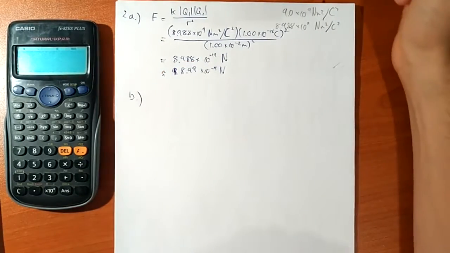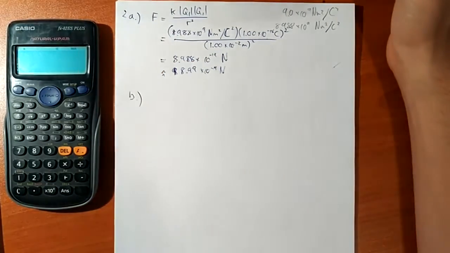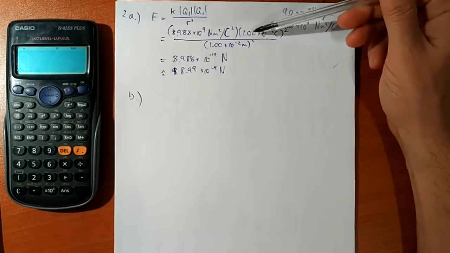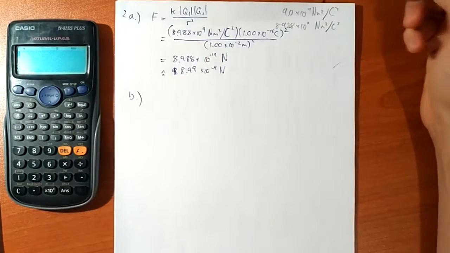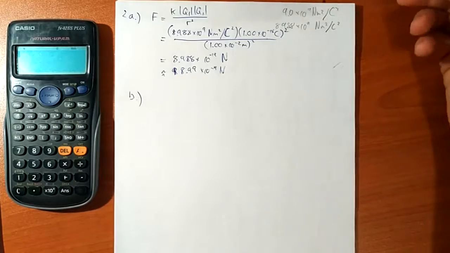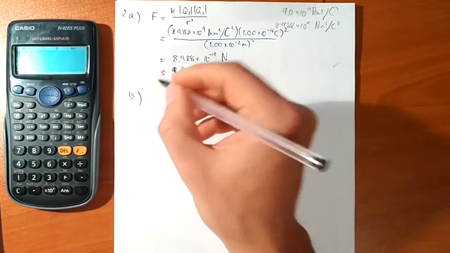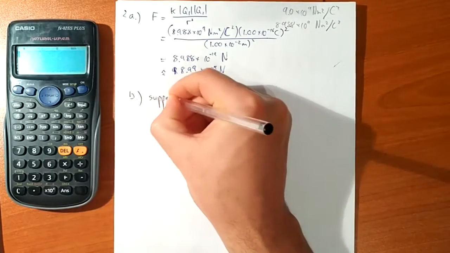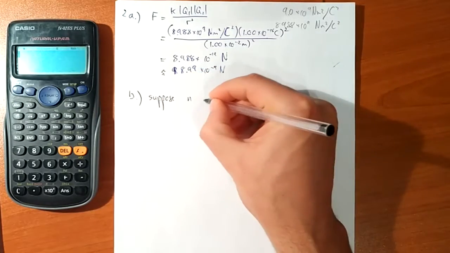Now for B. This is just the number of excess electrons. Okay, so my charge on each drop is minus 1.00 times 10 to the minus 16. So it's a negative charge. That means there are more electrons than protons. So suppose there are n more electrons. So in other words, n excess electrons.